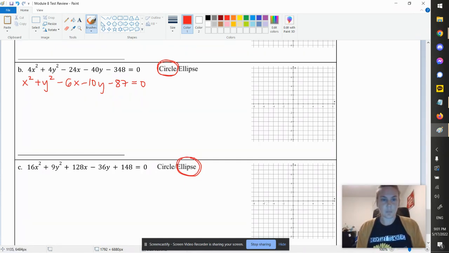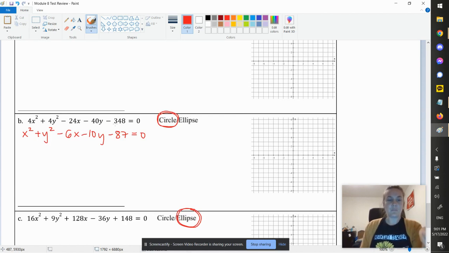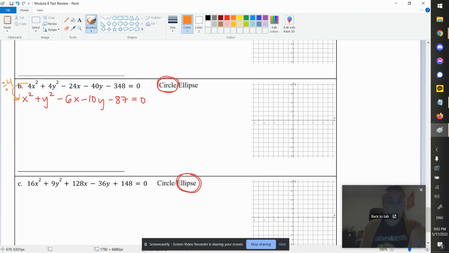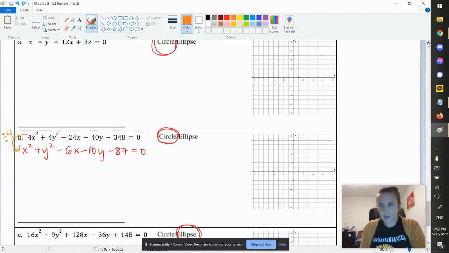I'm back. All right, we just decided that this first one was a circle because again, it's x squared plus y squared, same coefficient. The second one's a circle because 4x squared and 4y squared are both the same number. Then we decided we could make this way easier by dividing absolutely everything by 4. And we decided this last one was an ellipse because it has an x squared and a y squared, but they're two different coefficients. Now, to solve them, to complete the square and put them into standard form.